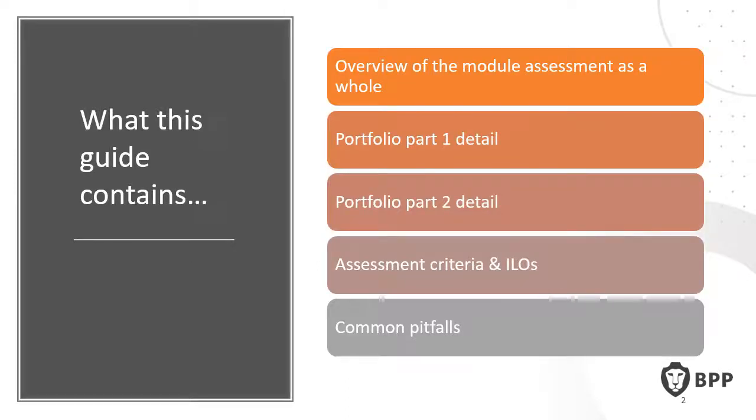This guide contains a number of sections. We'll firstly give an overview of the module assessment as a whole in terms of the structure of the assessment through the module. We'll then introduce each portfolio part in detail, explaining requirements and, importantly, taking a look at the intended learning outcomes and assessment criteria related to each part. Finally, we'll discuss common pitfalls in the module and how to avoid them.